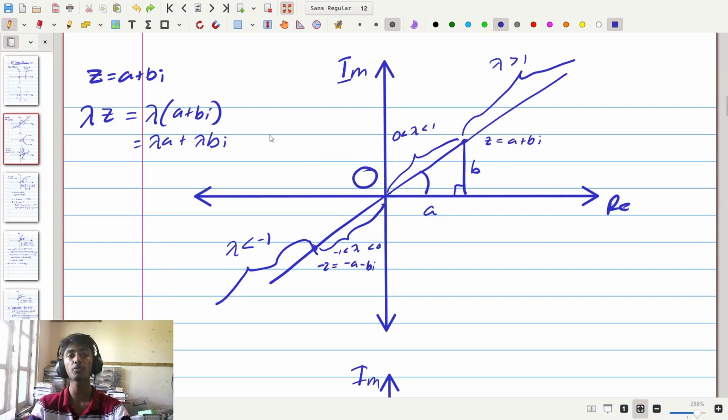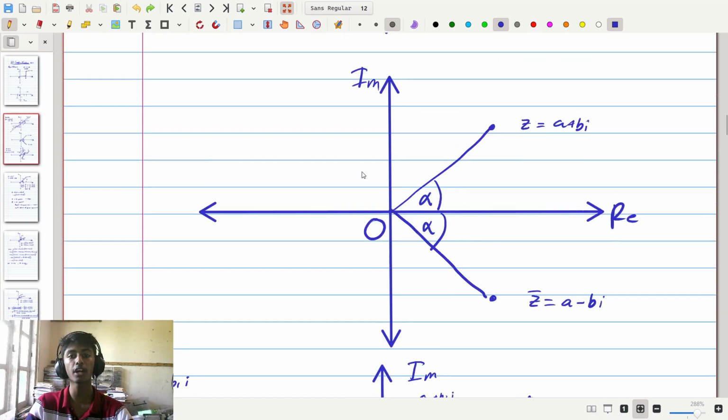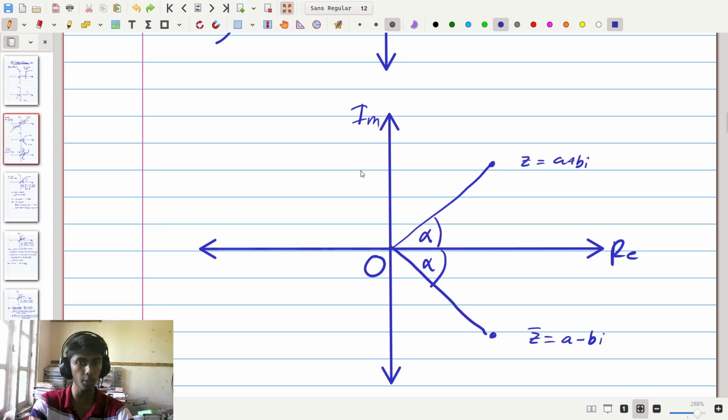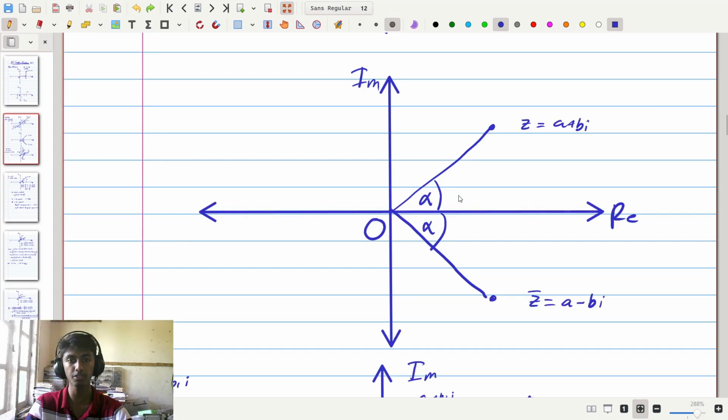We talked about what happens when you do lambda times z on an Argand diagram, and how if lambda is greater than 1, you're going to get some number that's on this part of the line. If lambda is in between 0 and 1, you're going to get some number on this part of the line. If lambda is in between -1 and 0, you're going to get a number on this part of the line. And finally, if lambda is less than -1, you're going to get a number on this part of the line. After that, we discussed what happens when you take the conjugate and how that looks geometrically on the Argand diagram. We showed how you just mirror the number across the real axis in order to get its conjugate.